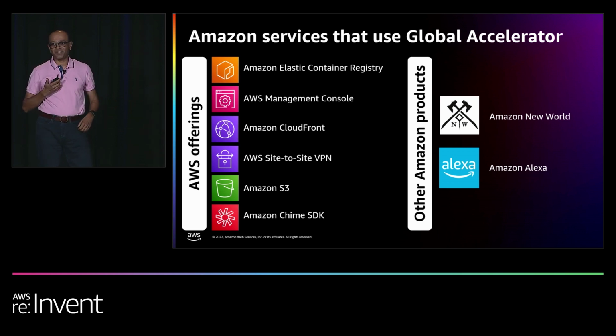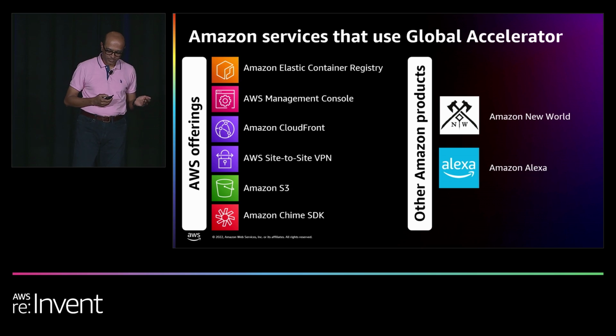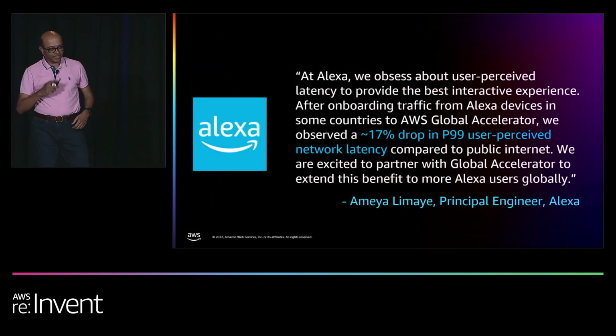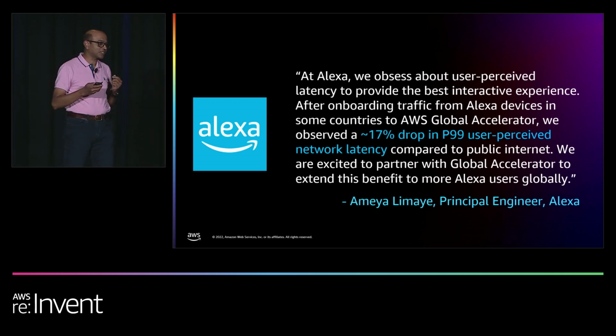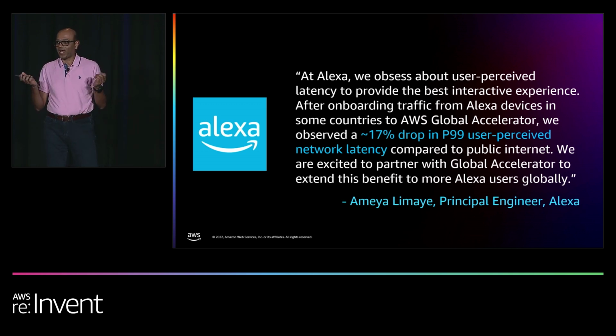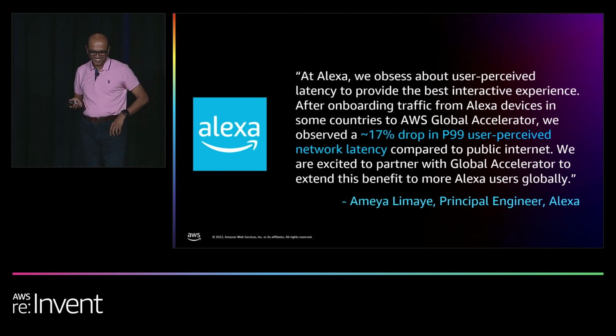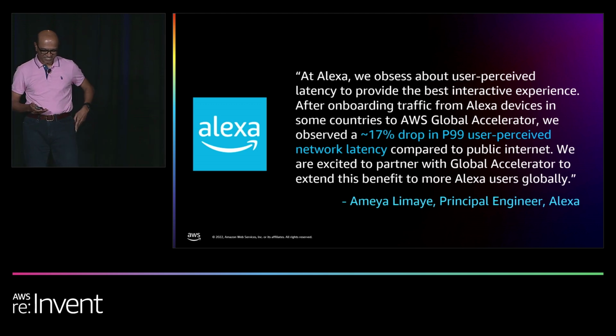Now, I don't know about you, but for me, my first non-human interaction every day is with Alexa. And I'm pleased to share today that Amazon Alexa has also recently onboarded to Global Accelerator for traffic from certain countries. So since onboarding, the Alexa team has observed a whopping 17% drop in user-perceived network latency. So if you notice Alexa being a wee bit faster when you ask questions such as, Alexa, what happened to the recent World Cup game between Uruguay and Portugal? The answer is Portugal won. So you know why the Alexa responses are faster now.